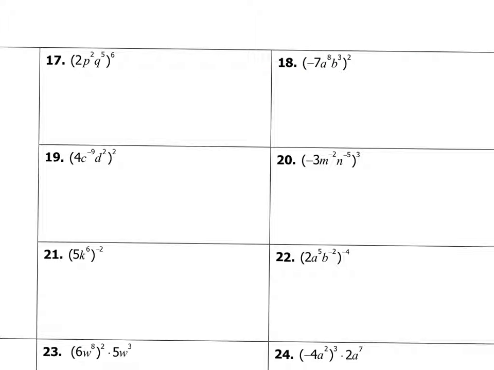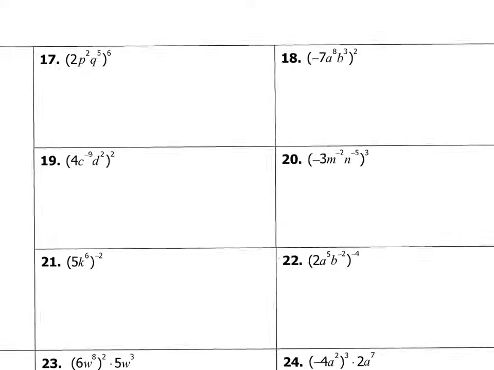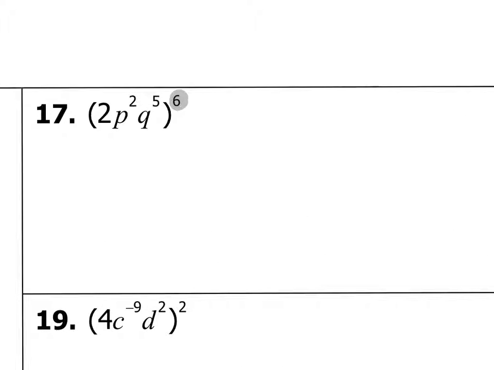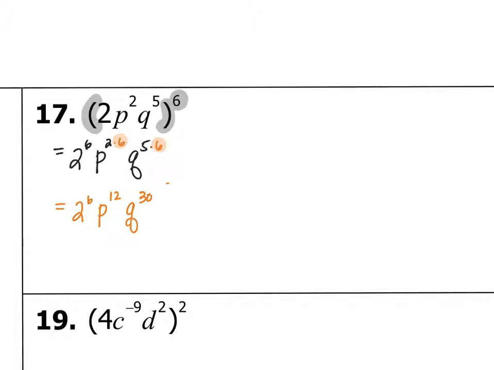To finish off, I'd like to do the odd problems, and then I'm going to have you do the evens on numbers 17 through 22. So starting with 17, notice that the 6th power is applying to the parentheses, which means everybody is going to get that 6th power. So that is 2 to the 6, p to the 2 times 6, and q to the 5 times 6. We had to do power to power twice for the p and the q. So that is 2 to the 6, p to the 12, q to the 30th power.